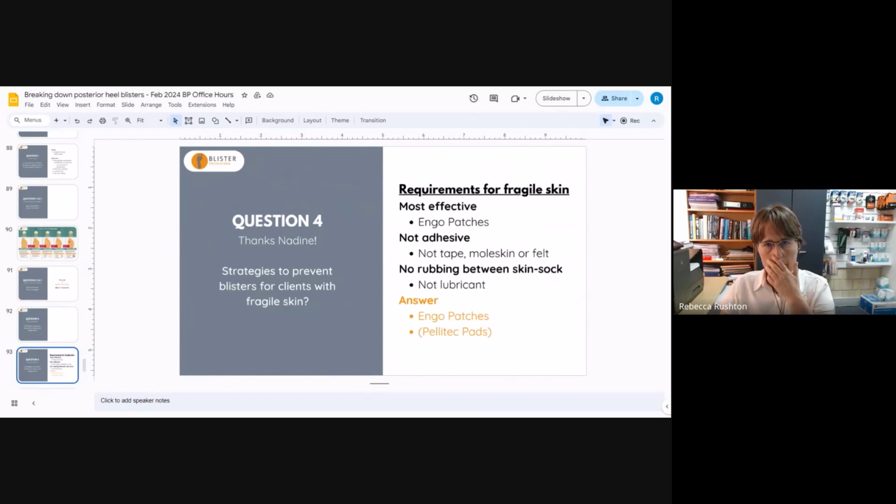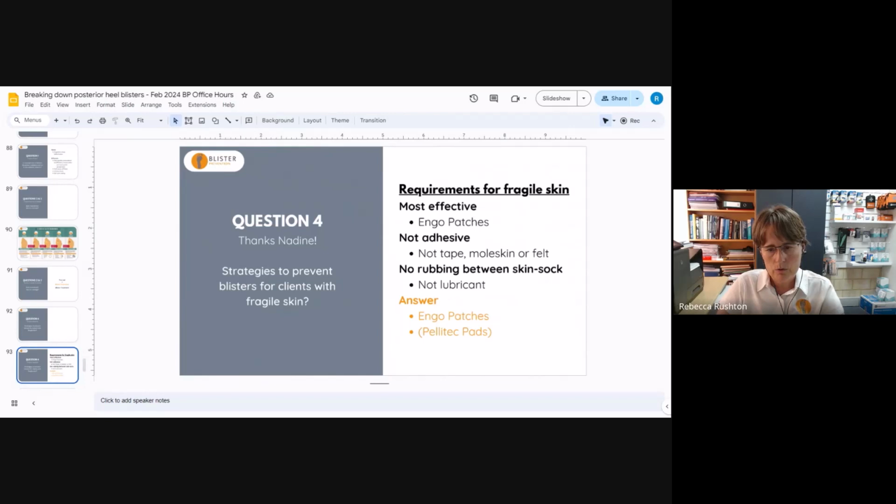So if we're talking about posterior heel blisters, for me, that's Engo patches, and that should be all we need to do. I probably wouldn't want to put anything adhesive on fragile skin, so that takes tape, moleskin, and felt donut pads out of the equation. I probably don't want to put anything on the skin either, in case the lubricant annoys the fragile skin.